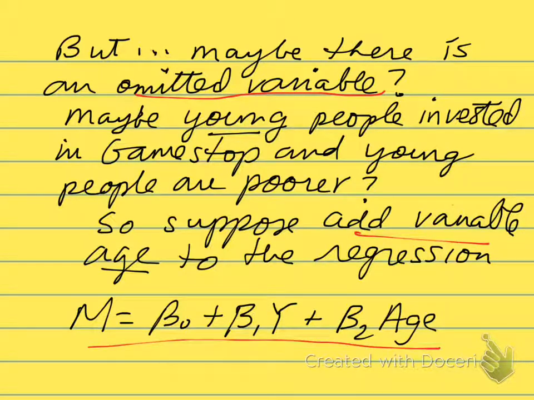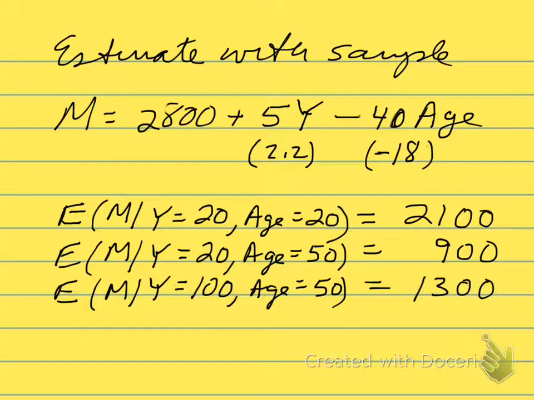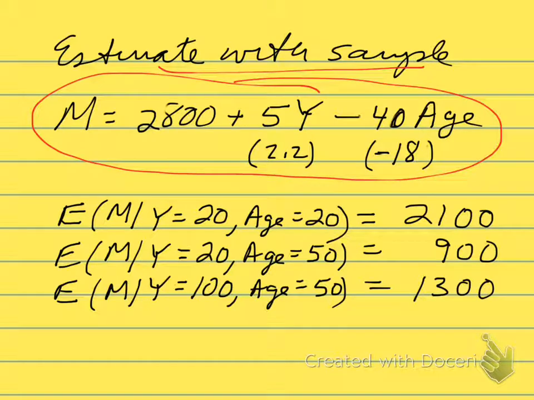So our regression model should have been this: the money invested in GameStop depends on income and depends on age. Now we estimate that with our sample. Suppose we get the following regression results. How much you invest in GameStop: constant is 2,800 plus 5 times income minus 40 times age. And notice now the expected value of how much you invest in GameStop if your income is 20 and your age is 20 is 2,100. So that's your predicted level of investment in GameStop.